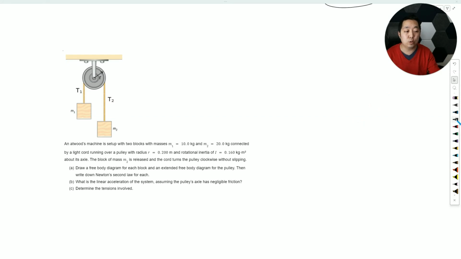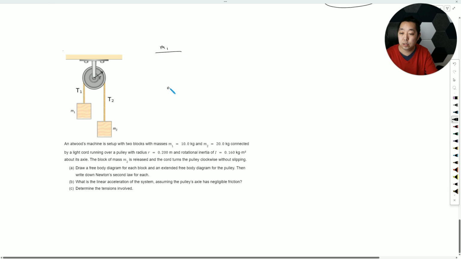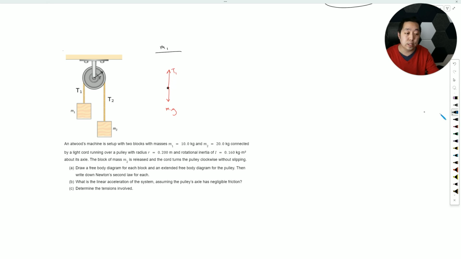All right, so let's draw the free body diagram for the block. If we think of an M1 block, we have gravity, M1G. You have tension pulling up. And then which way is the acceleration? Let's assume that M2 is bigger. So let's assume that this is going to go up, this is going to go down, and this is going to have an angular acceleration clockwise. So we'll make up the direction of the acceleration as the positive direction.